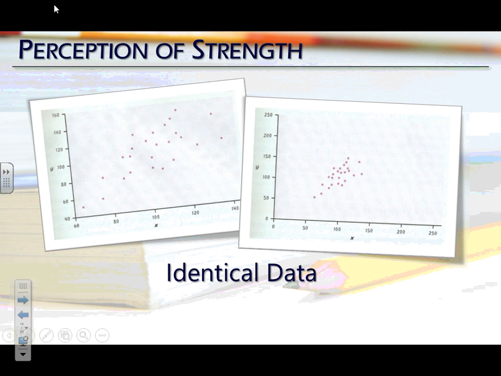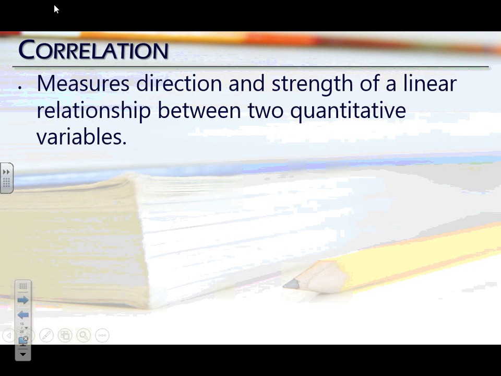Does that make sense? Okay? So, because the scales can manipulate our answers to the strength of a relationship, of an association, we're going to talk about correlation, which is a way to quantify that strength. We can actually get a number to go with that strength. Okay? So correlation actually does two things for us. When we calculate the correlation, it measures the direction and the strength of a linear relationship between two quantitative variables.